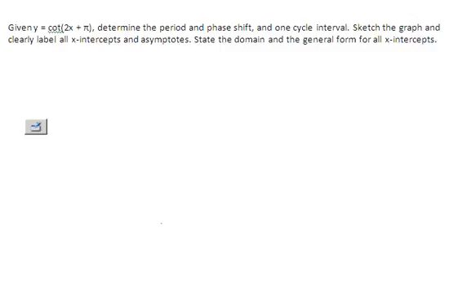In this problem, we are asked to sketch the cotangent function, the cotangent of 2x plus pi. We will start by looking at the period and phase shift. We know since our cotangent function, cotangent of theta, is given by cosine theta over sine theta, that my domain restrictions are going to occur when sine theta is equal to 0.